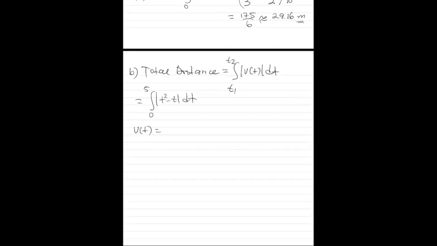Our function is t squared minus t. I'm going to factor out t and see where this function changes its sign. At 0 and at 1, it's 0. And our interval is from 0 to 5, so that's all we need to know whether it's positive or negative in those intervals. So from 0 to 1, if you pick a number, let's say 1/2, plug it in here, 1/2 times 1/2 minus 1 is negative. And pick a number from 1 to 5, let's say 2. 2 times 2 minus 1 is positive.